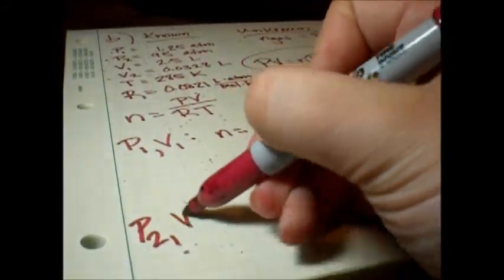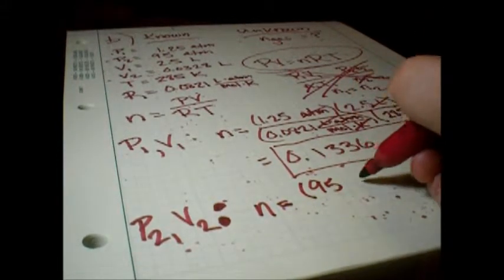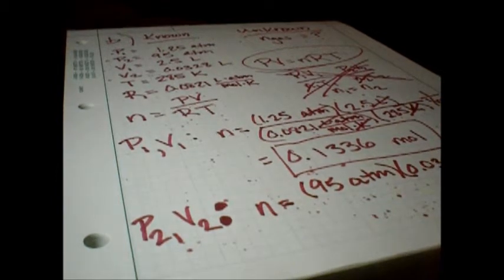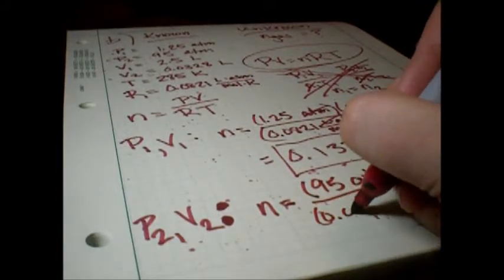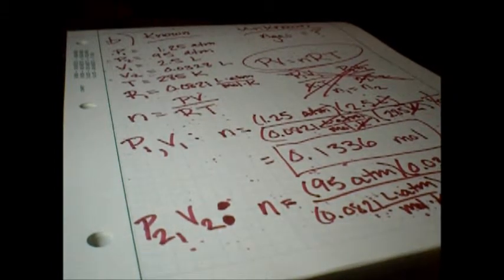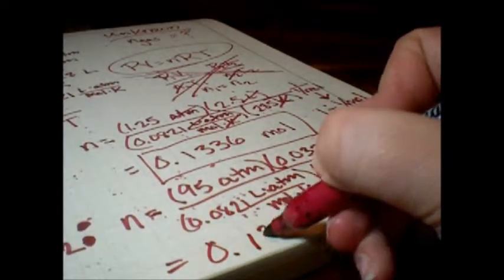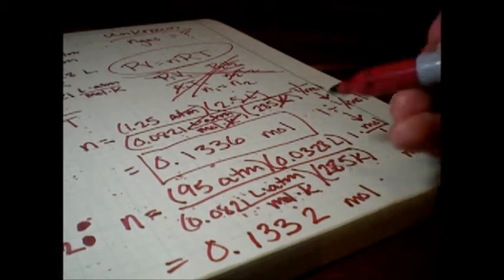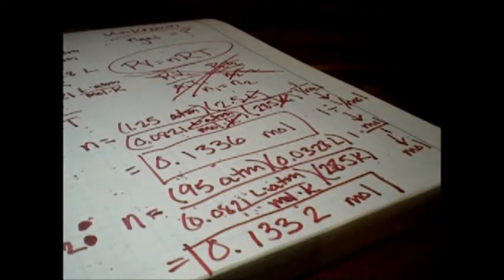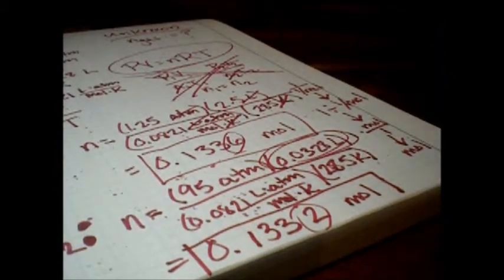Let's try solving it again with P2 and V2 and see if we get the same answer, or mostly the same answer. If anything changes just a tiny bit, then it's probably just because we rounded differently somewhere. So if we plug in P2, 95 atmospheres, and V2, 0.0328 liters, which we just calculated, divided by 0.0821 liters atmospheres per mole Kelvin, times our temperature, which didn't change, 285 Kelvin. Plugging all that in and calculating it, we get 95 times 0.0328 divided by 285 divided by 0.0821, and we get 0.1332 moles, and that is a very close number to 0.1336, which is how we know that we did it right. The reason this is a 2 and this is a 6 is probably just because of where we rounded this number right here when we solved for it in part A.